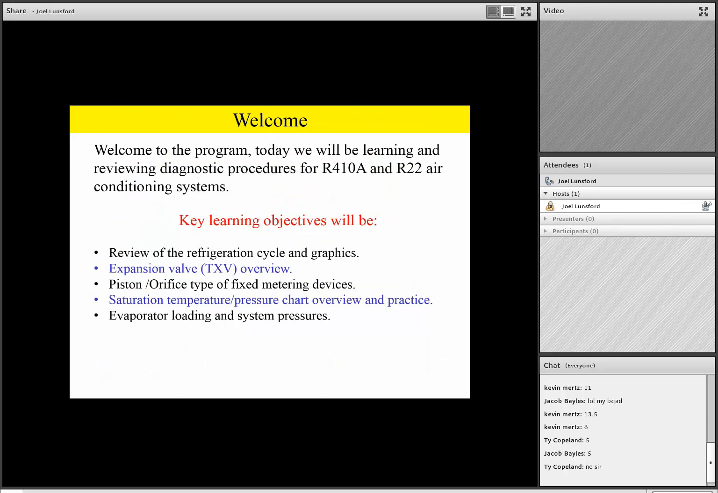Today we're going to be learning and reviewing the diagnostic procedures for both R410A and R22 air conditioning systems. Some of our key learning objectives will be as follows. We're going to review the refrigeration cycle and the graphics. We're going to talk about the expansion valve and have an overview. We'll talk about pistons and orifices and other types of metering devices specific to a fixed type of metering device, saturation temperature pressure chart overview and practice, and we're going to talk about evaporator loading and system pressures.